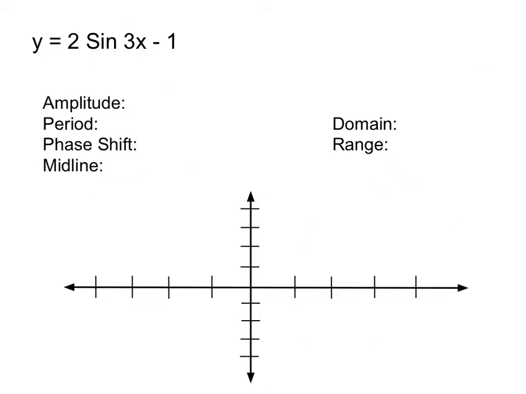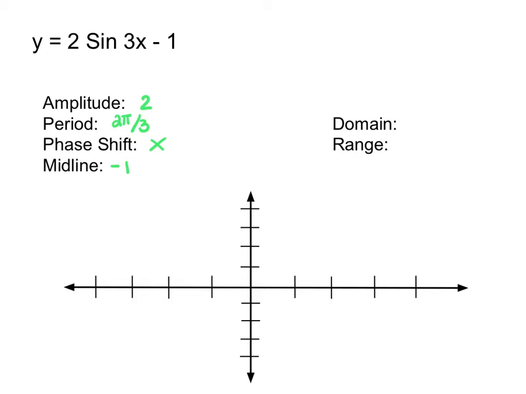All right, I would recommend you try this one. So just go ahead, keep the video playing, just try to work ahead. Find the amplitude, period, phase shift, and midline. Amplitude is 2. Midline is -1. There is no phase shift. Period is 2 pi divided by b, which is 3.